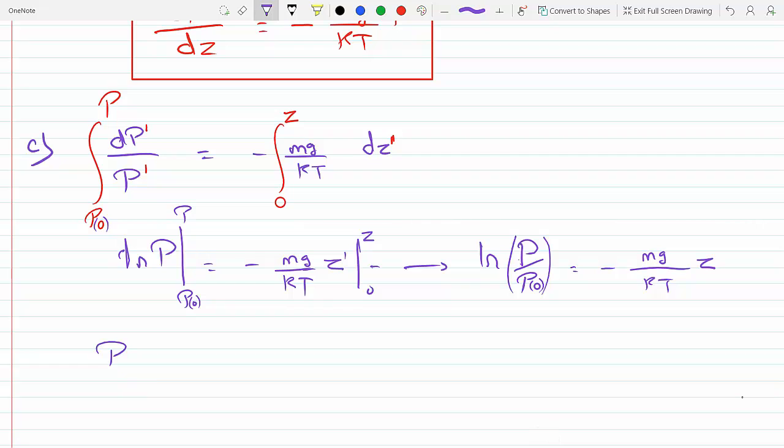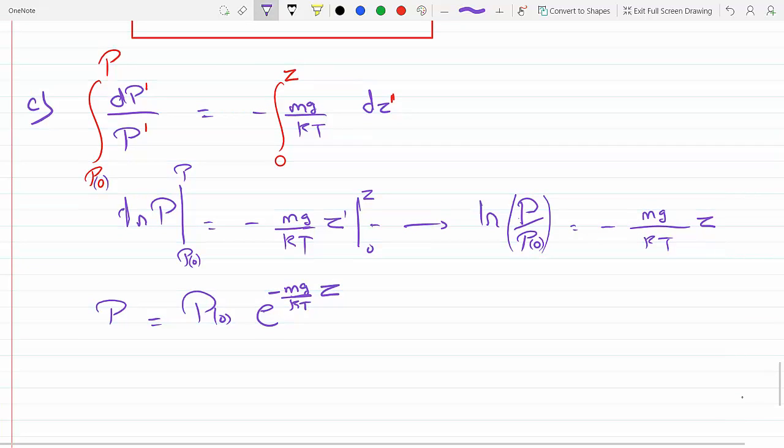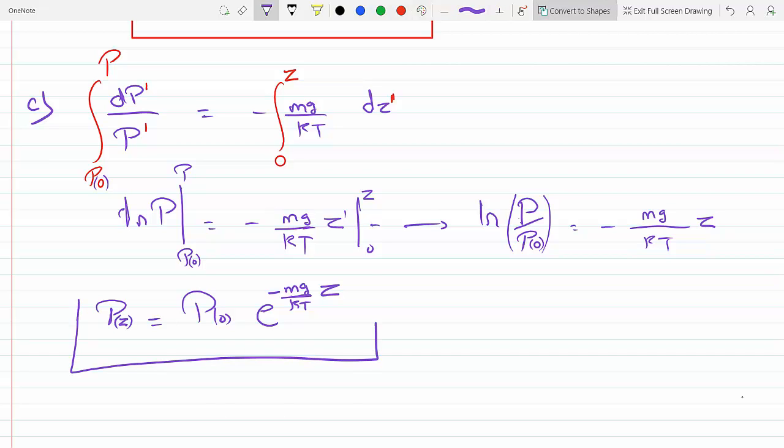So e raised to the right hand side would give me p over p0, or p equal p0 times e to the minus mg over kTz. This is all on the exponent of e. Okay, so this is my pressure as a function of height. So given any height, I could find the pressure.